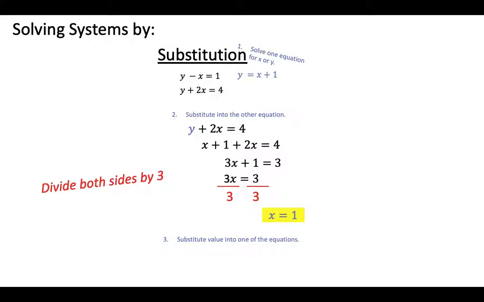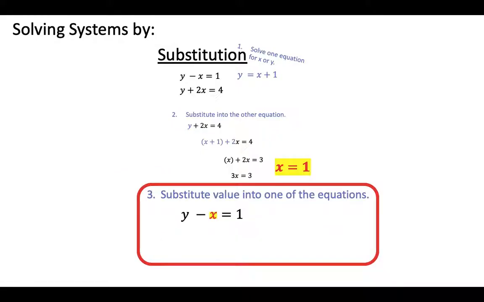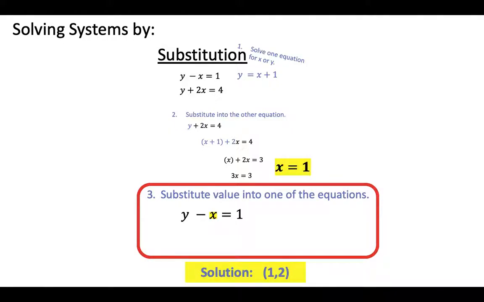In order to determine the value of y, we just go back up into our original equations and we substitute in the value of x equals 1 and solve that equation for y. So I elected to use, again, the equation that I thought was the simpler one, which is y minus x equals 1. We've established that x is equal to 1, so that means I can just drop a 1 in for this value right here. So that's what I do. So my next statement is going to be y minus 1 equals 1.